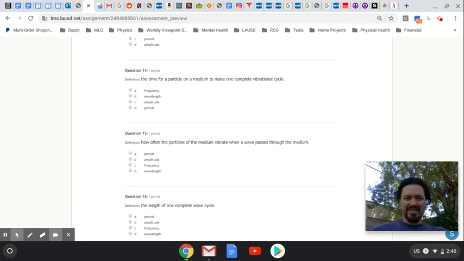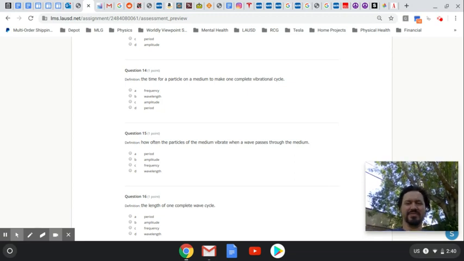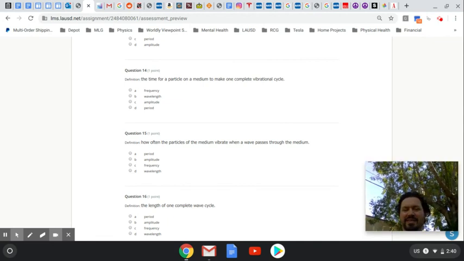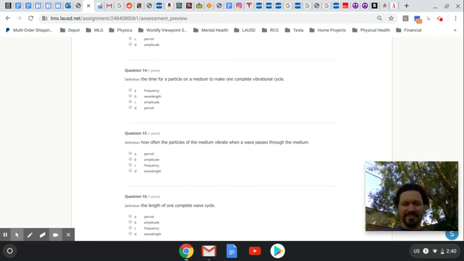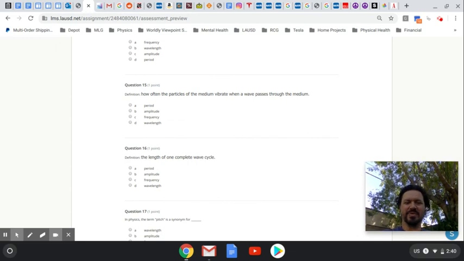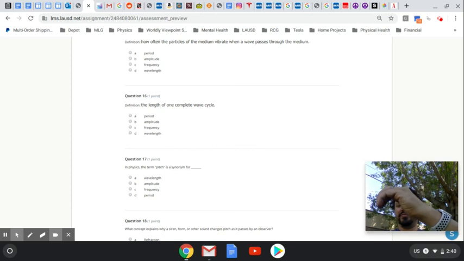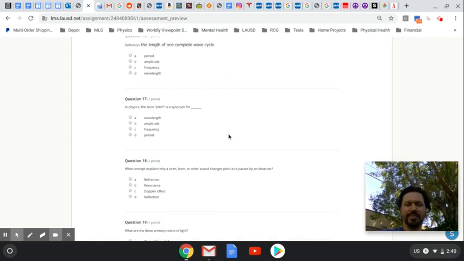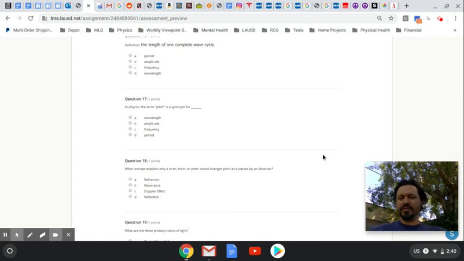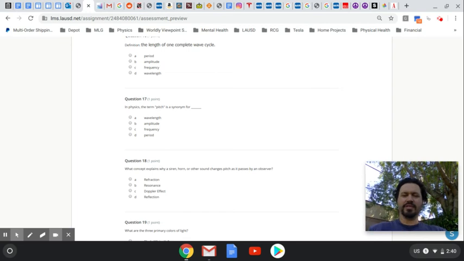Next one, number 15, how often the particles of a medium vibrate when a wave passes through the medium. So how often would be frequency. How many times something happens. Number 16, the length of one complete wave cycle. Well, length is in the term, wavelength. This is the distance from peak to peak. So from one peak to the next peak, and there'd be a trough in between. Pitch is a synonym for frequency. You think of frequency of notes when playing music, and pitch, same thing, right? Bass is low frequency, treble is high frequency, with lots of notes in between.